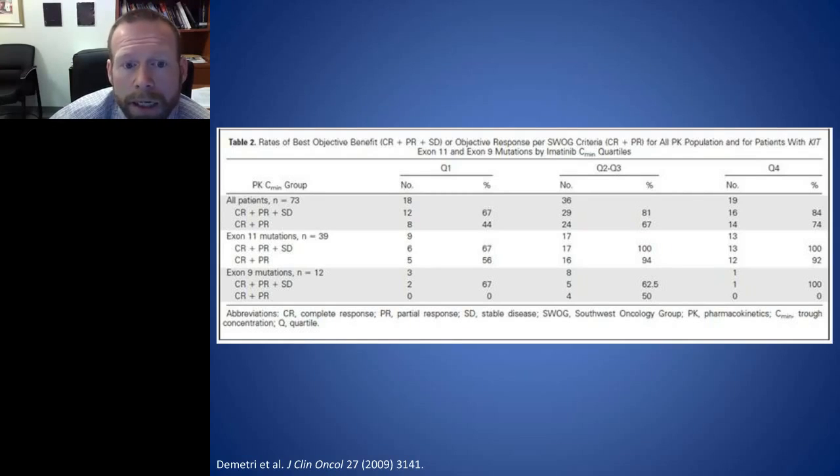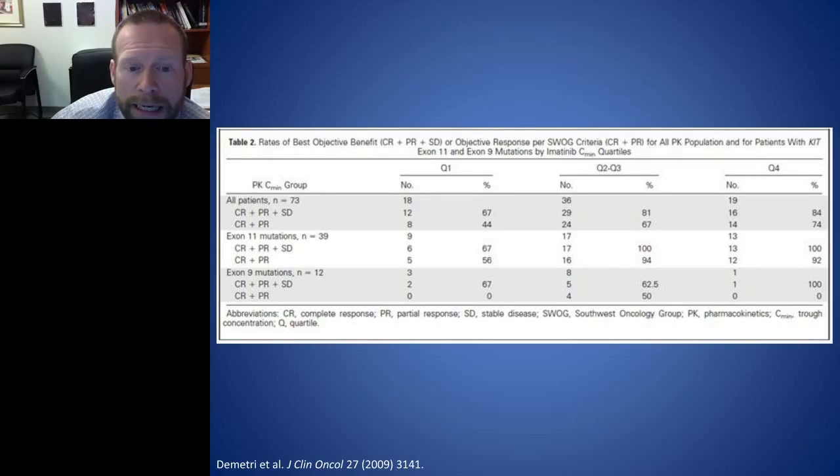All right. Now, if we look at those with exon 11 mutations, which makes them more sensitive to the imatinib therapy, you'll see that in the lowest quartile, the number's small, but it looks like right around 67%. And now if you look in the higher quartiles, you'll see in quartiles 2, 3, and 4, we have a 100% rate when you consider all the outcomes: the partial response, stable disease, and complete response.